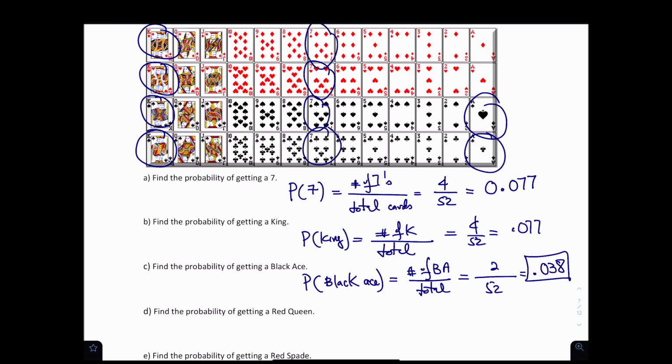Find the probability of getting a red queen. The number of red queens divided by the total number of cards again. How many red queens are there? 1, 2. So it's 2 out of 52 again, 0.038.